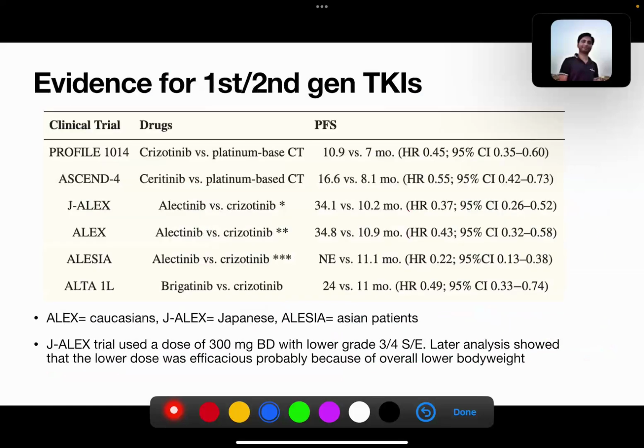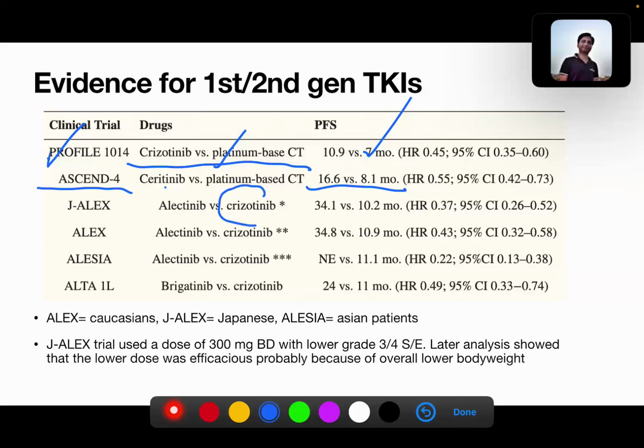So this is the evidence. You had the Profile 1014 trial, crizotinib versus chemotherapy, which showed a PFS benefit, right? Then you had the Ascent 4 trial, which looked at second generation ceritinib plus chemotherapy, and showed a PFS benefit. Then the subsequent second generation trials were compared with first generation TKI, right? So only crizotinib and ceritinib were compared with chemotherapy and showed a PFS benefit. Subsequent second generation drugs were compared with first generation crizotinib.